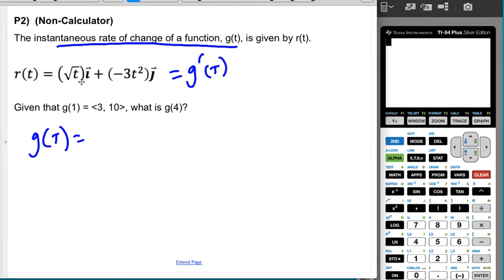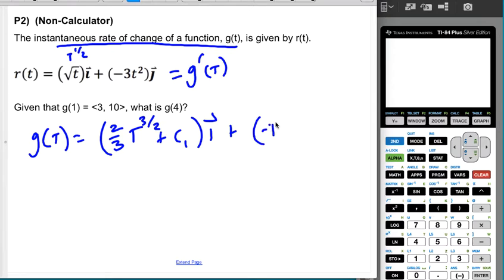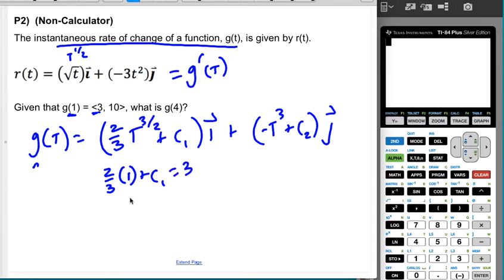I get that g of t is what's going to happen if I integrate this stuff. Since this is a t to the 1/2, I'm going to get that this becomes a 2/3 t to the 3/2 plus some constant in the i direction. And when I integrate this, I'm going to get a negative t cubed plus some other c, right? So c2 in the j direction. I'm then going to go ahead and use what I know these values are, right? I know this should be a 3, like when I plug in a 1, this is a 3. So 2/3 times 1 plus c sub 1 is apparently a 3, right? So c sub 1 is 9/3 minus 2/3 or 7/3.